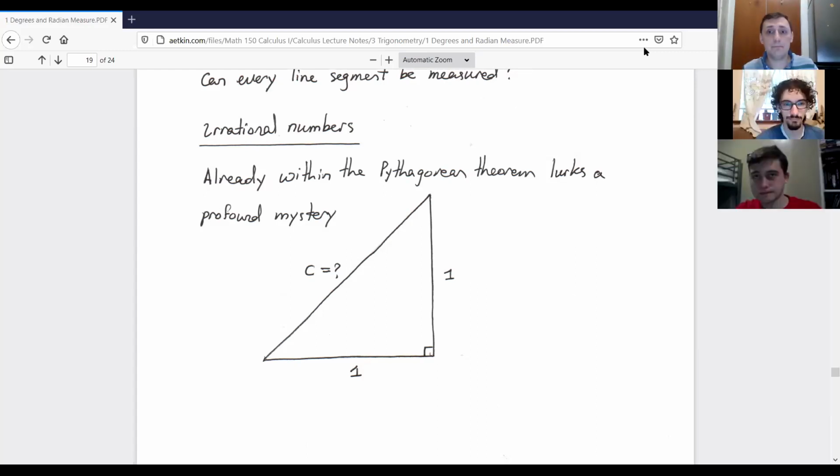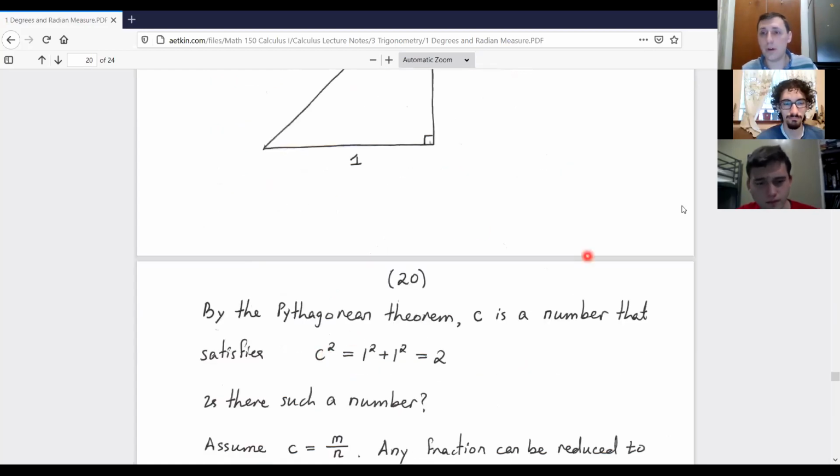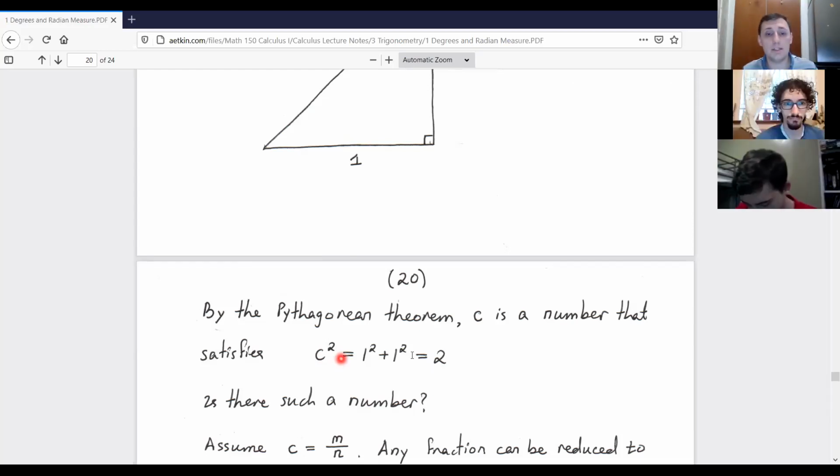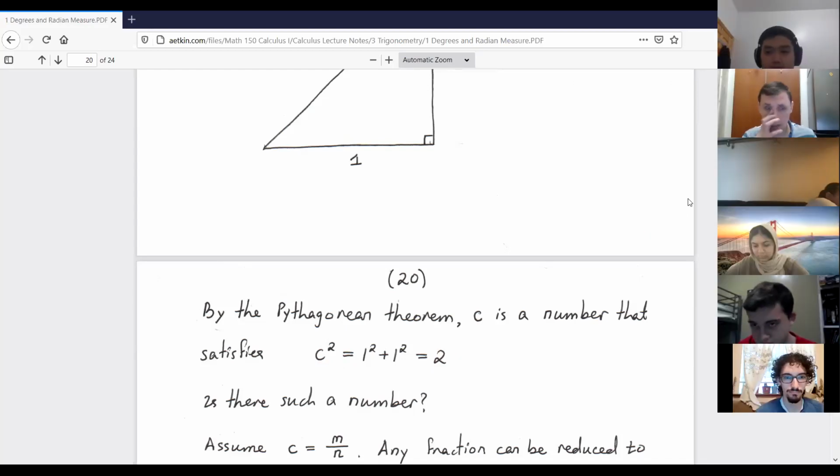Because look at it, guys. C squared, the Pythagorean theorem allows us to relate not c but c squared to the sides, correct? So we see that c squared is equal to 1 squared plus 1 squared, but 1 squared plus 1 squared is just 2. So c squared is equal to 2, and c is root of 2. Is there such a number? What do you think?